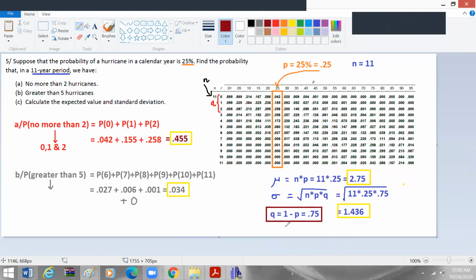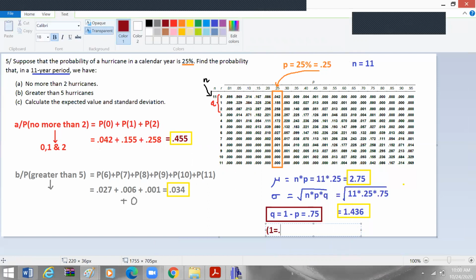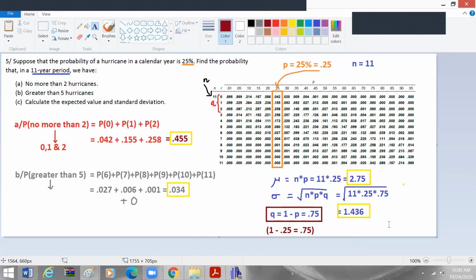So I just put them down as 1 minus 0.25. Let me rewrite this: 1 minus 0.25 is equal to 0.75. Okay. Are we good? Yes. Do we need one more question? So now we're good to go. Okay.